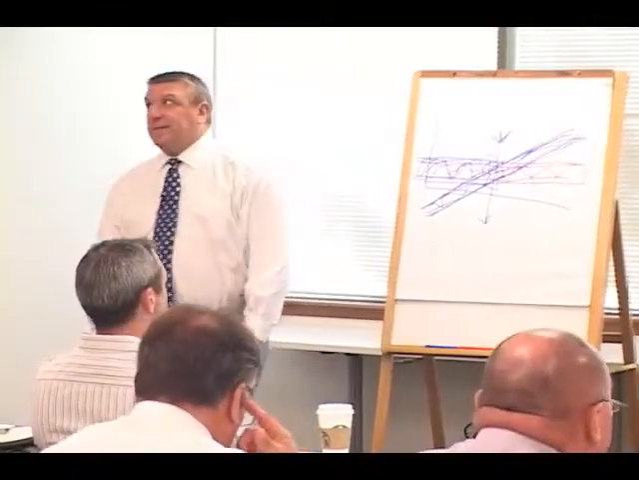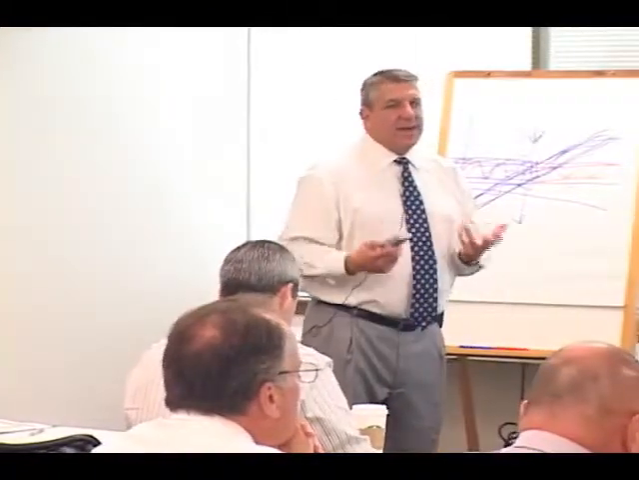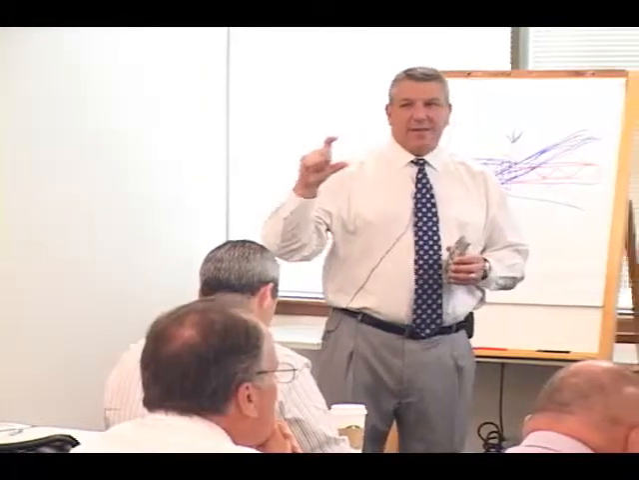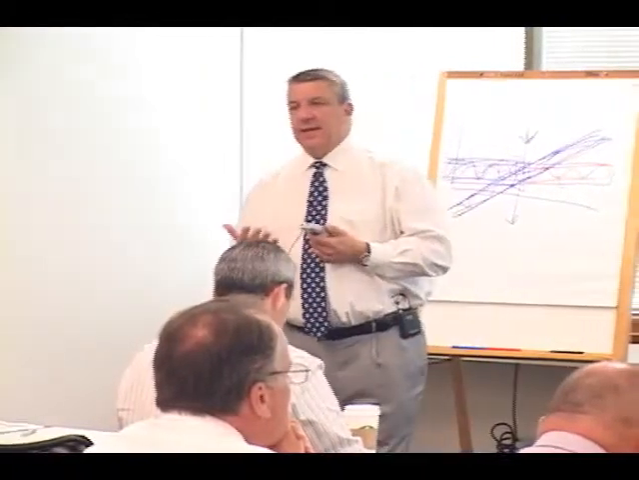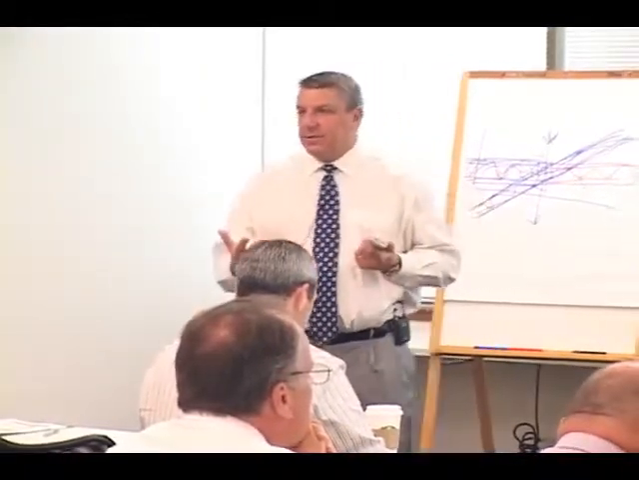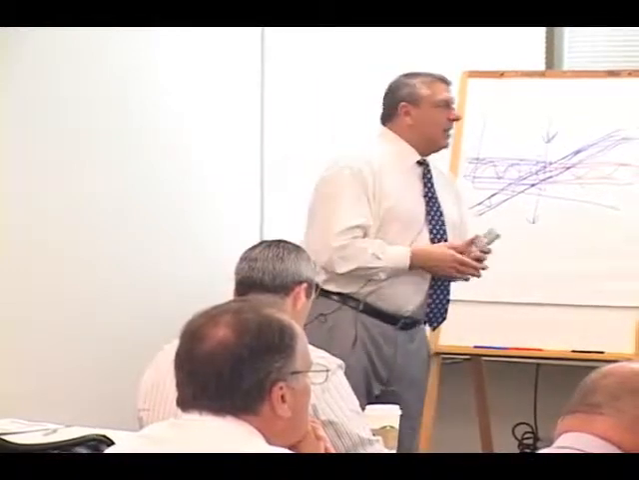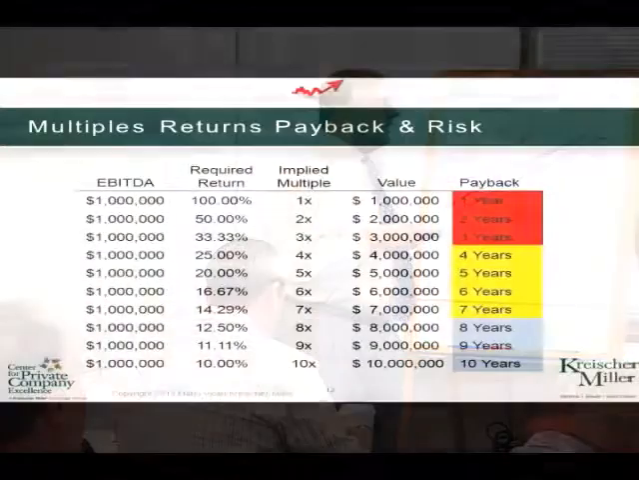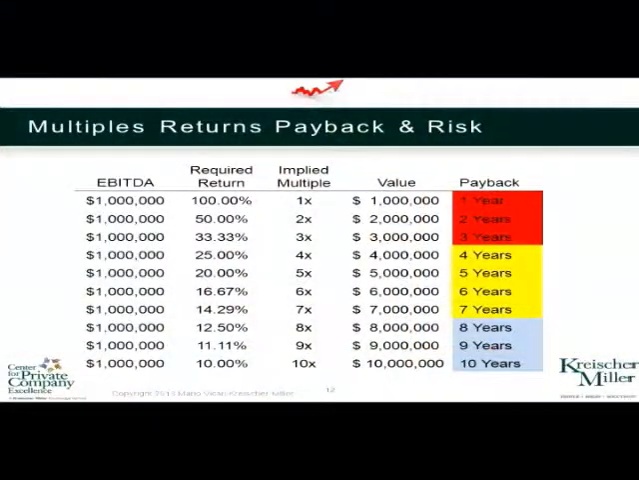So this is the way I try to help people understand multiples and all this stuff. Because there are books, volumes, written on the proper way to value stuff, I try to look at it in plain vanilla terms. This is a chart that I use to help people understand what these risk rates mean. So assume that you had EBITDA, we'll call that cash flow, of $1 million.